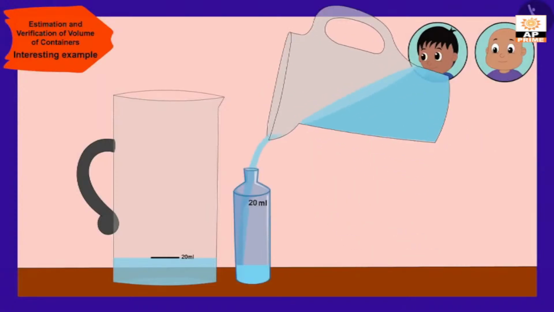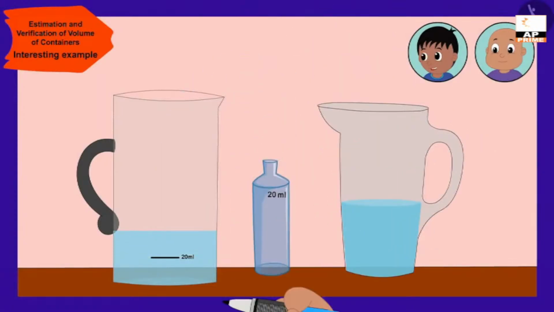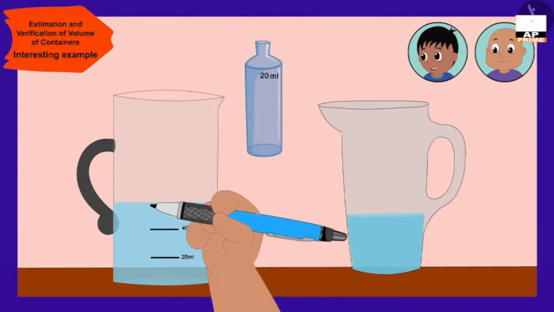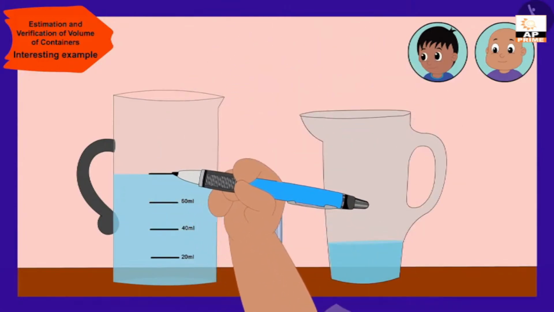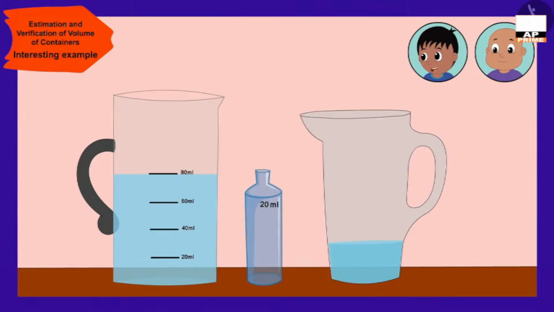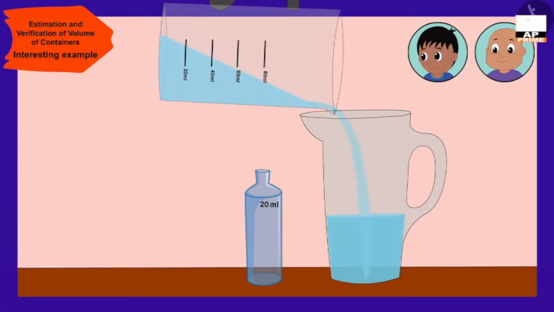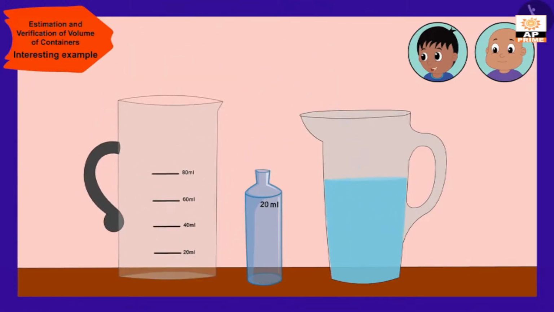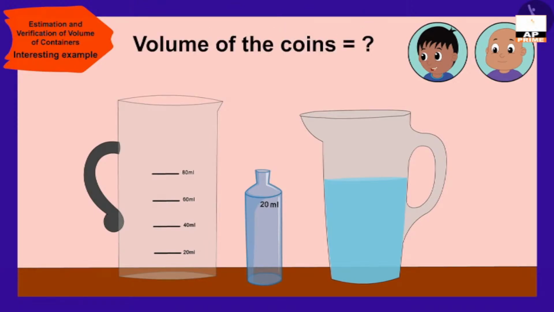Now, we will fill the bottle completely every time and empty it in the jug, and each time a mark will be made on the jug by adding 20 points to the previous level of water. In this way, the marks on the jug will be made at 40, 60, 80 milliliters. See, Bablu, our measuring jug is ready. Now we can use it to find the volume of the coins.